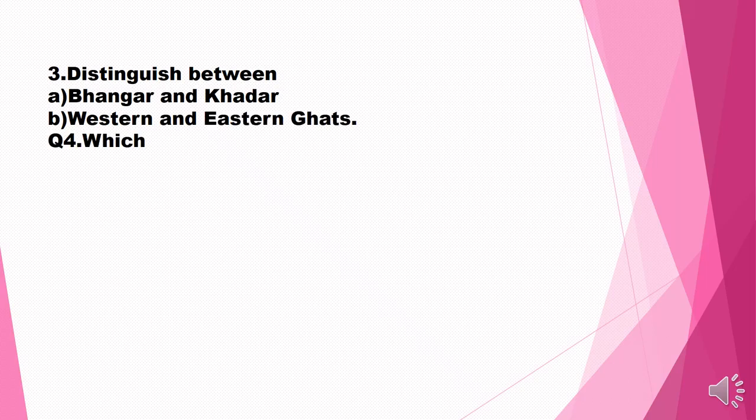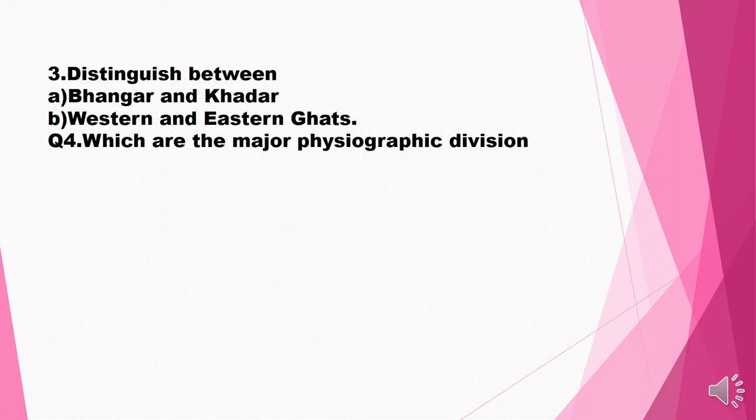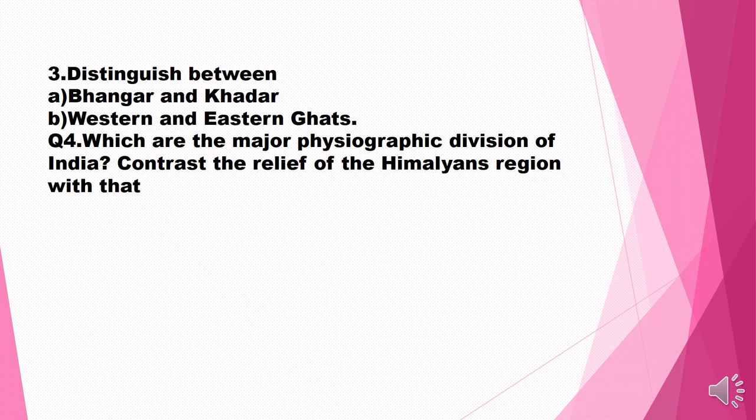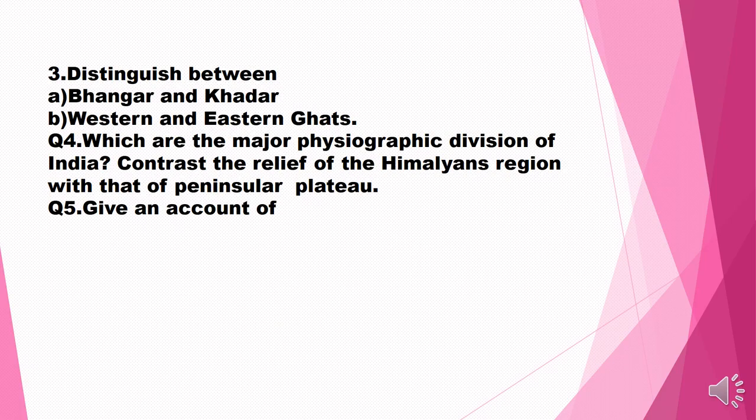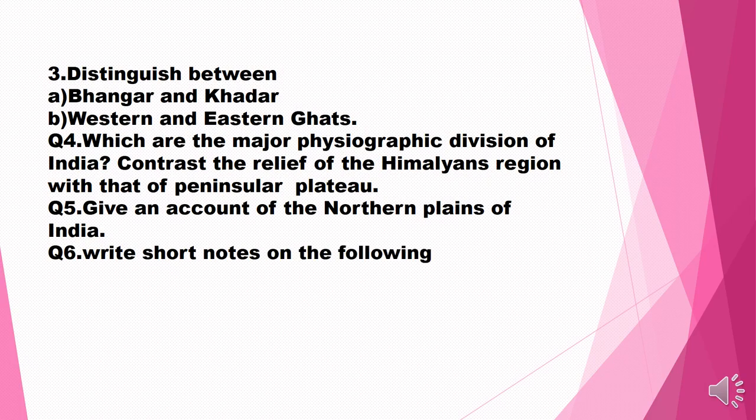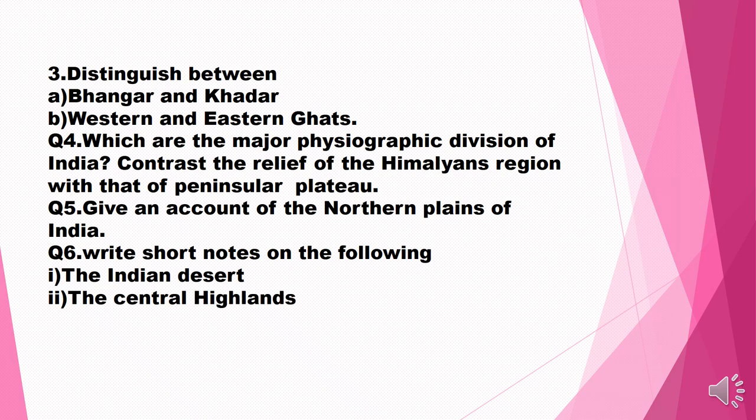Question number fourth: which are the major physiographic divisions of India? Contrast between the relief of the Himalaya region with that of the Peninsular Plateau. And question number fifth: give an account of the northern plain of India. And write short notes on the following. First, the Indian desert. Second, the Central Highland. And third, the island group of India.